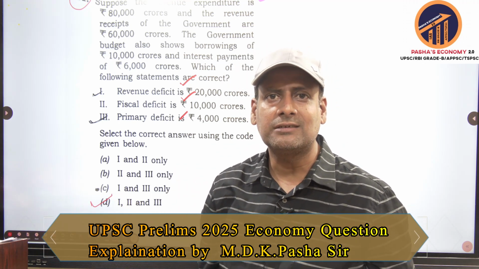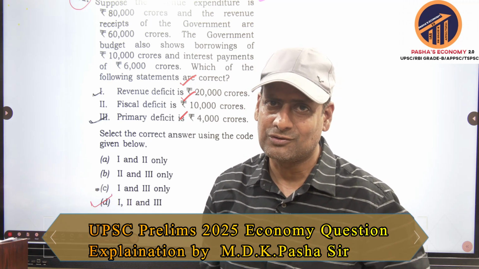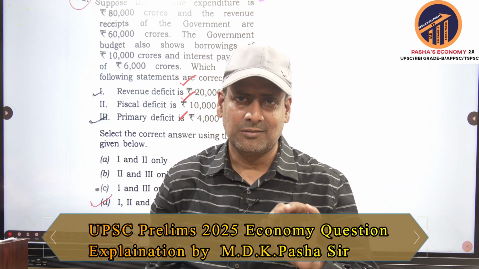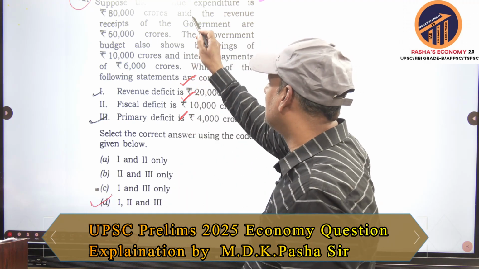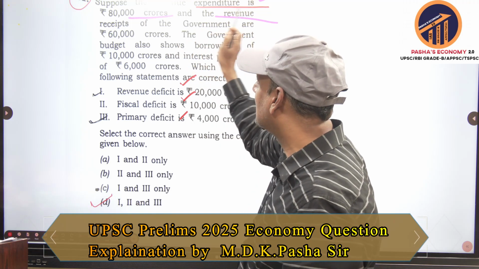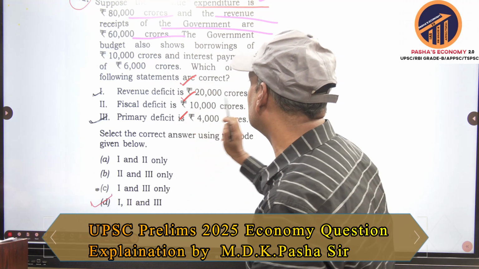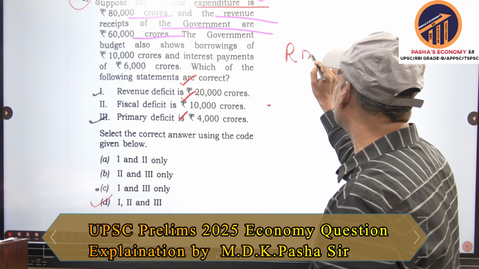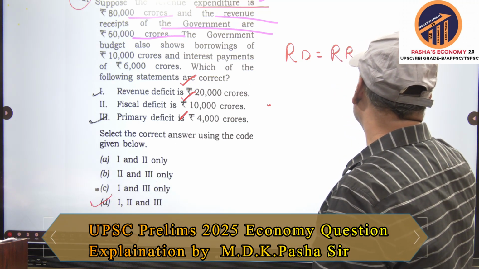So it clearly indicates that UPSC is ready to test you even in equations, even in numerical values. So you should learn all these aspects while you are reading the basic Indian economy syllabus. So friends, here see, the revenue expenditure is given as a number and they are also giving revenue receipts and directly asking what the revenue deficit is. Clear? Revenue deficit is equal to revenue receipts minus revenue expenditure.